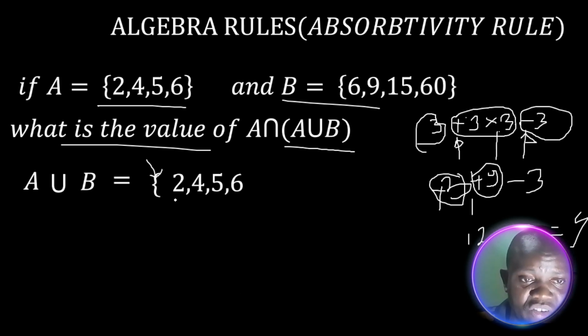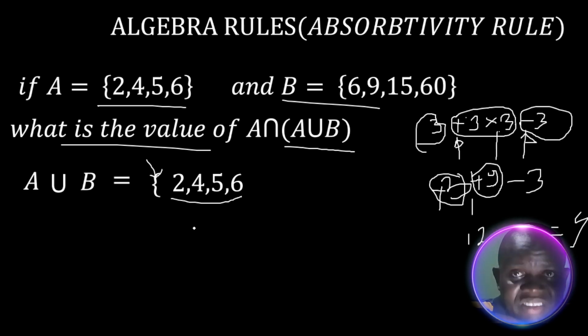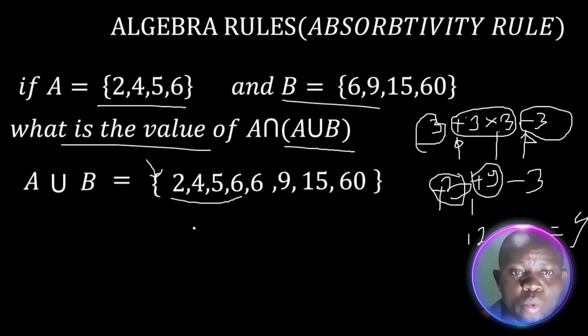This is what? Elements of set A. Can you see? Then we want to say union. Union means everything that is inside A and inside B, mix them together. But note, we don't want repetition of any number. So let us add the elements of B into it. So that is it. We have now added the elements of B into it.